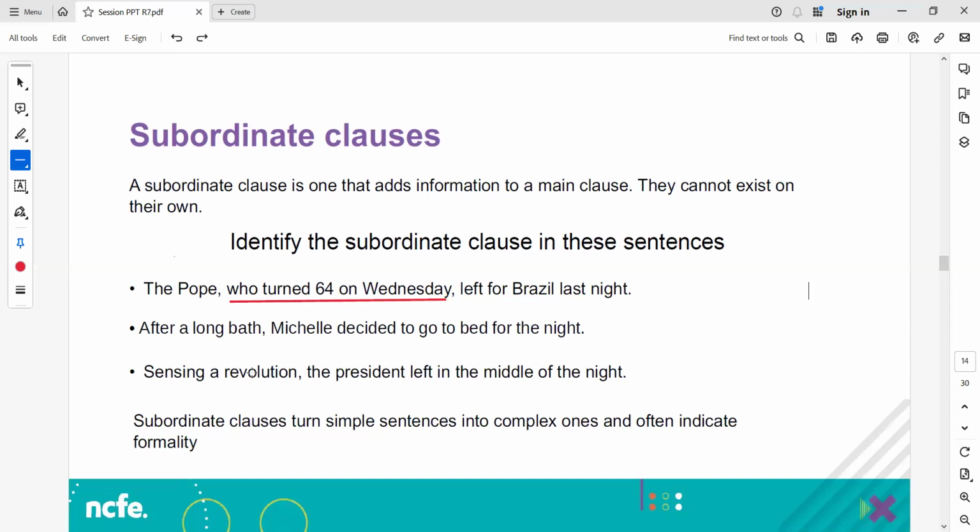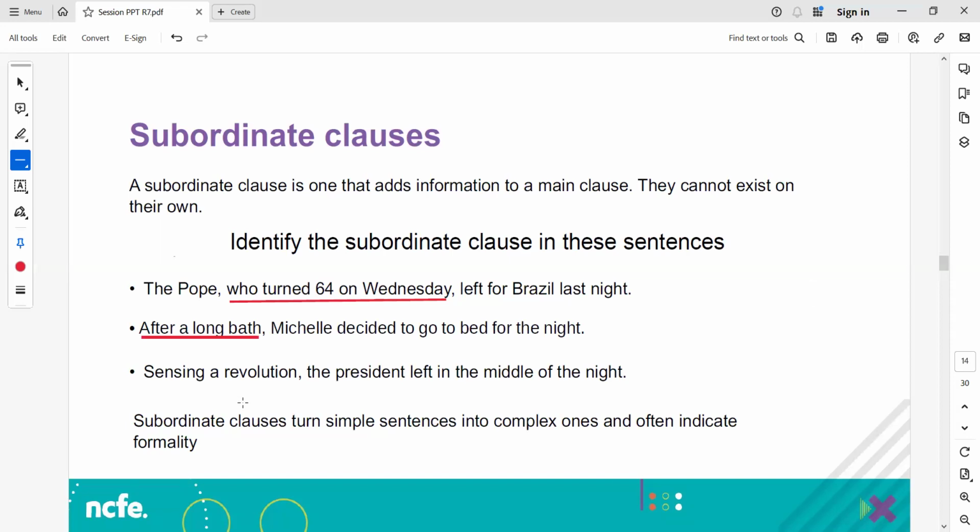After the long bath. Good. So this part would not make sense on its own. After a long bath. That is not a full sentence or a sentence that makes sense. Michelle decided to go to bed for the night. That makes sense on its own. That is the main clause.